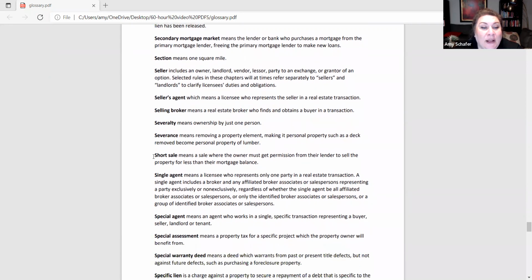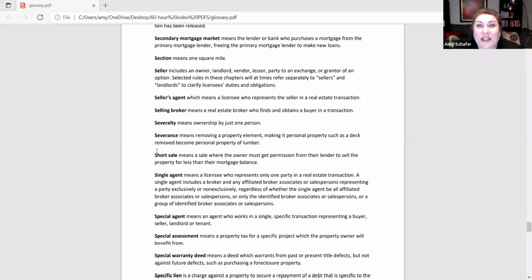A short sale here. That is when the seller still owns the property, but they're behind in their mortgage, and now their property is worth less than what they owe. The property is maybe worth 200, but their loan is 225. So we're asking the bank to sell it short on funds, not short on time. It's short on funds.